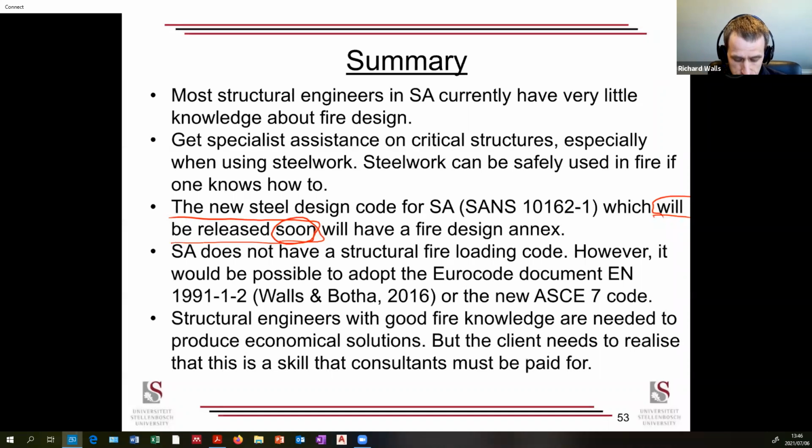Okay, structural engineers with good fire knowledge are needed to produce economical structures, but the client needs to realize it's a skill the consultants must be paid for. If you're going to be consulting and doing calcs and taking liability, there needs to be consulting fees allocated. I think that's probably one of the biggest barriers to moving forward: there needs to be an approach in terms of payment and addressing these sorts of issues.